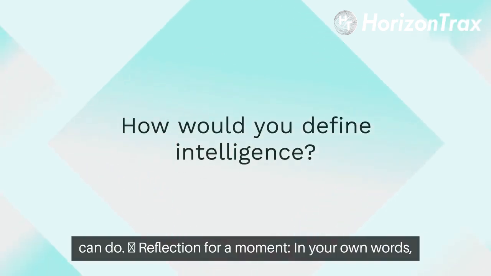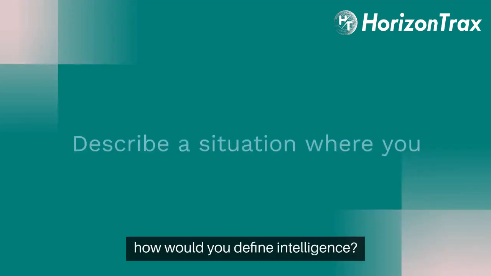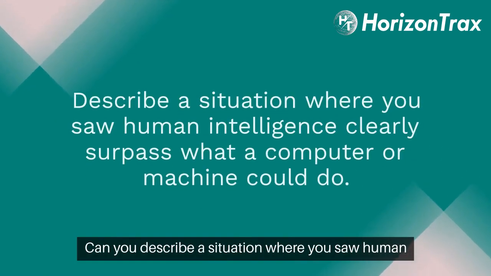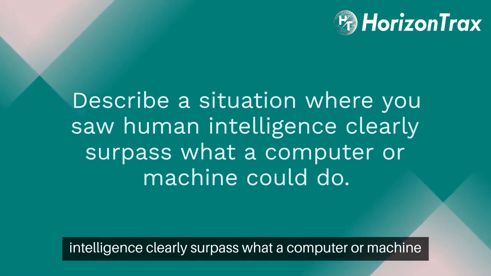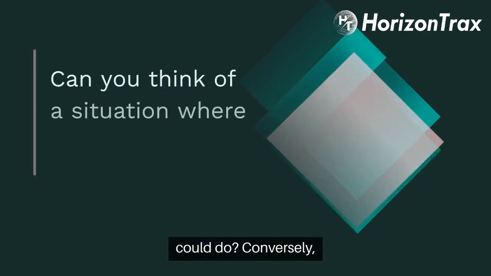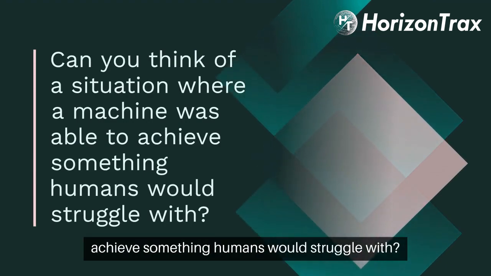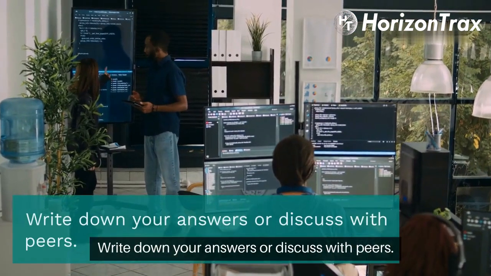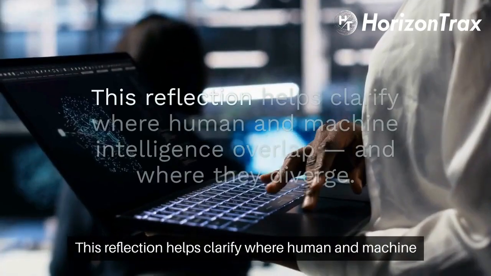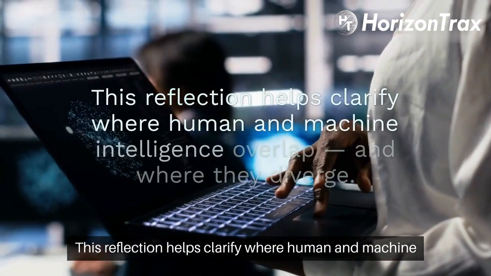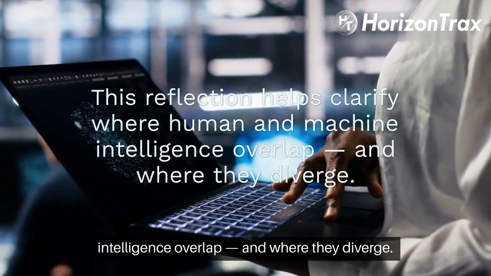Reflection. For a moment, in your own words, how would you define intelligence? Can you describe a situation where you saw human intelligence clearly surpass what a computer or machine could do? Conversely, can you think of a situation where a machine was able to achieve something humans would struggle with? Write down your answers or discuss with peers. This reflection helps clarify where human and machine intelligence overlap and where they diverge.